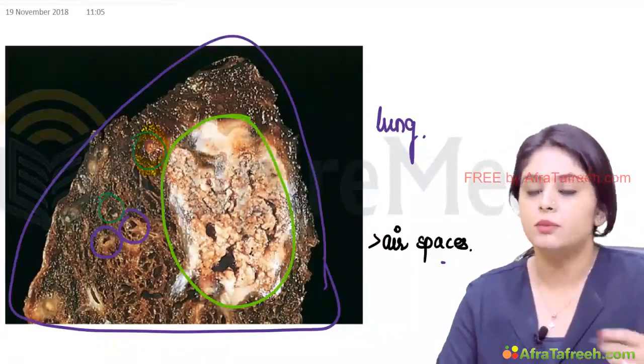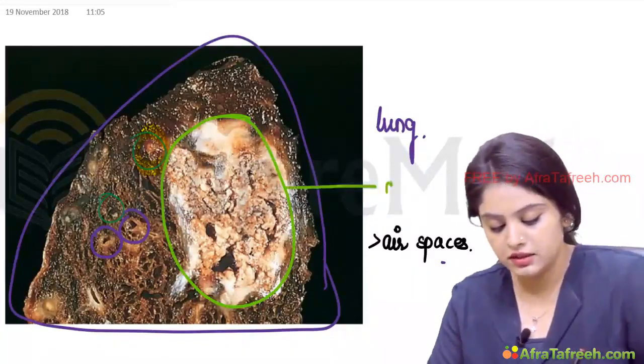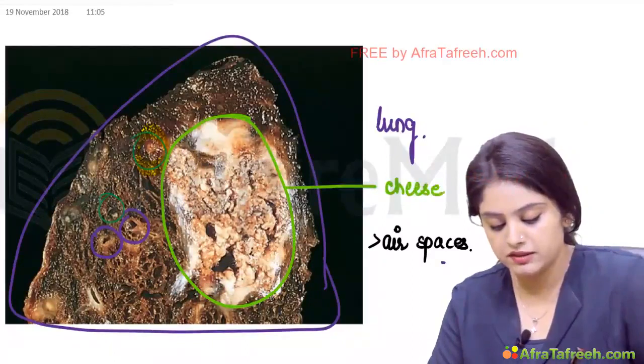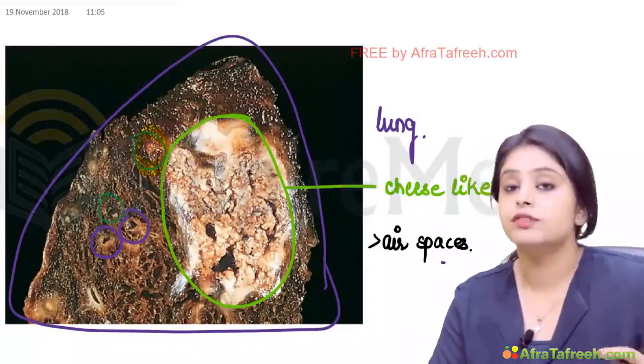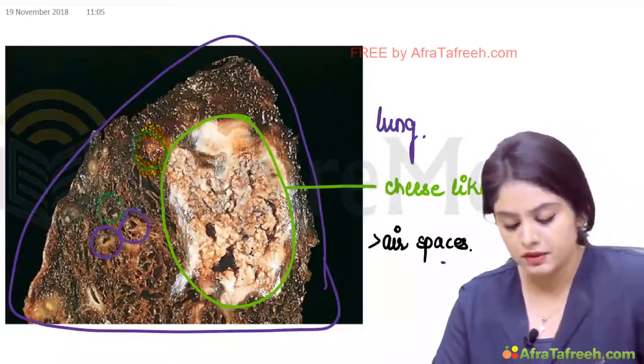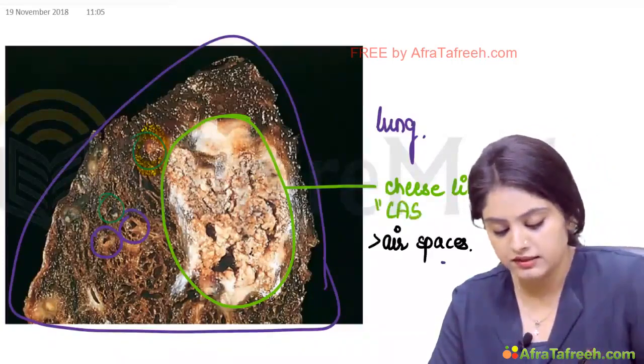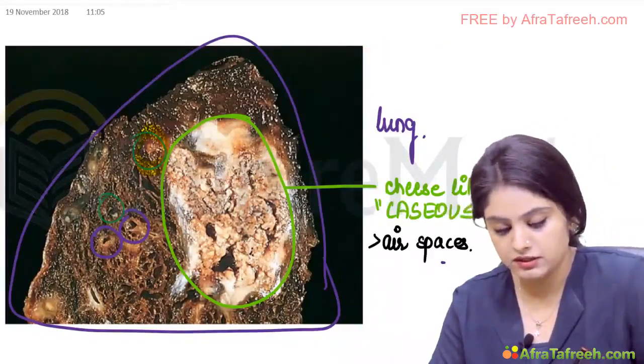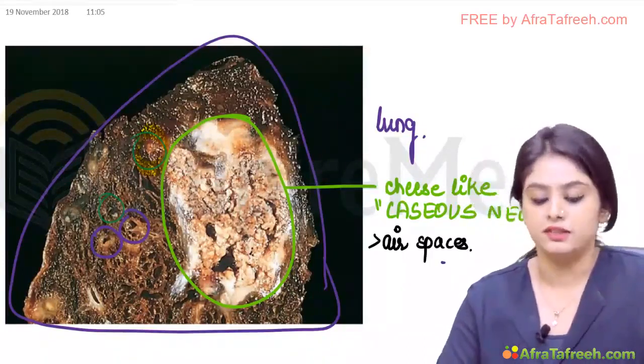And students, like we just discussed, this is the cheesy appearance. This is the cheese-like area. So which necrosis will this be? You are right, this is an example of caseous necrosis.